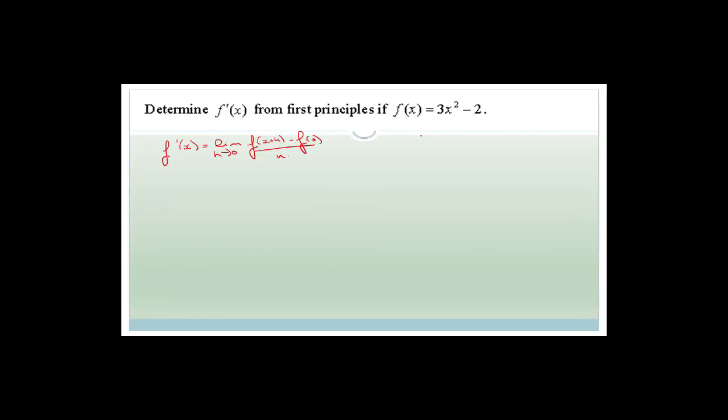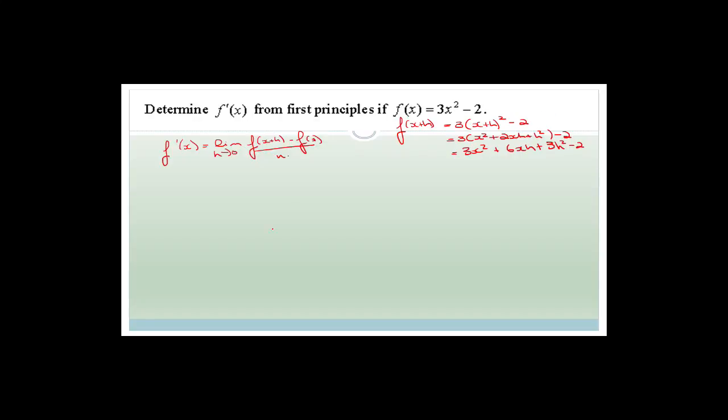So the first thing we're going to do before we start working out the first principles is find f of x plus h. So f of x plus h basically says that wherever we see an x, we have to replace it with an x plus h. So it becomes 3 times (x plus h) squared minus 2. I'm going to multiply that out, so it becomes 3x squared plus 2xh plus h squared minus 2, which becomes 3x squared plus 6xh plus 3h squared minus 2.